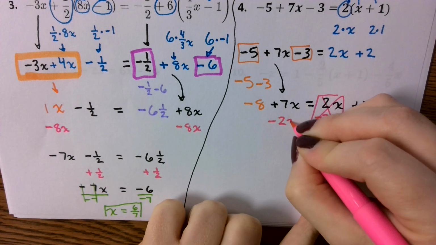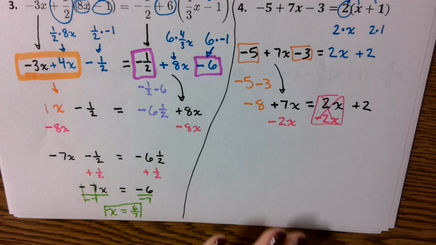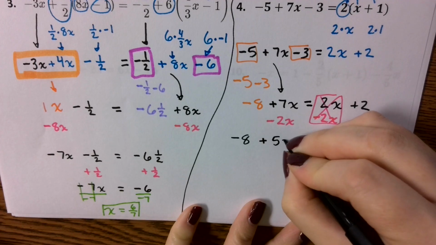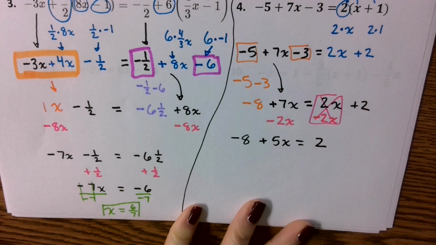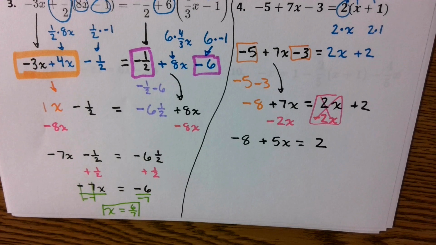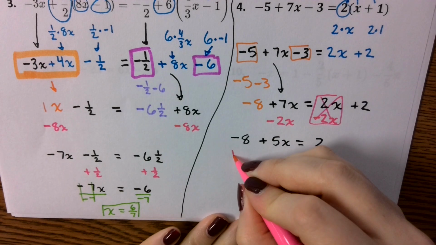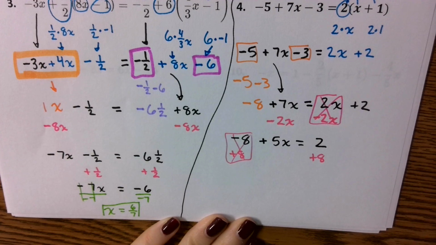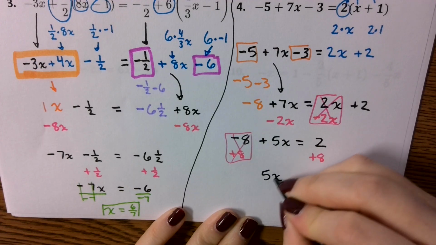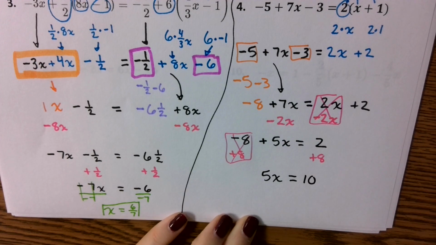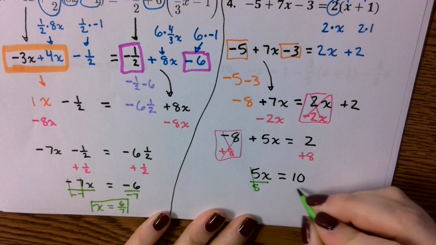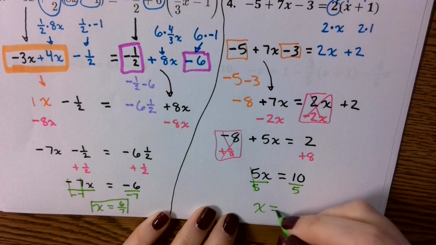We're going to subtract 2x away from the 7x as well. So we have negative 8 plus 5x is now equal to a positive 2. Chase, what do we do next? Add 8. Good. We're going to add 8 to both sides. That's going to leave us with a positive 5x is equal to 10. Mason, next step. Divide by 5. So we're going to divide both sides by 5. We're going to get x is equal to 2.